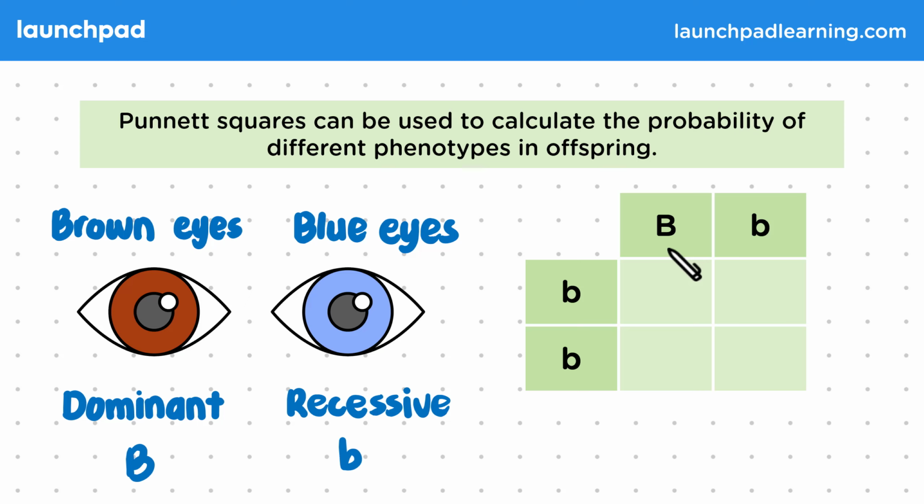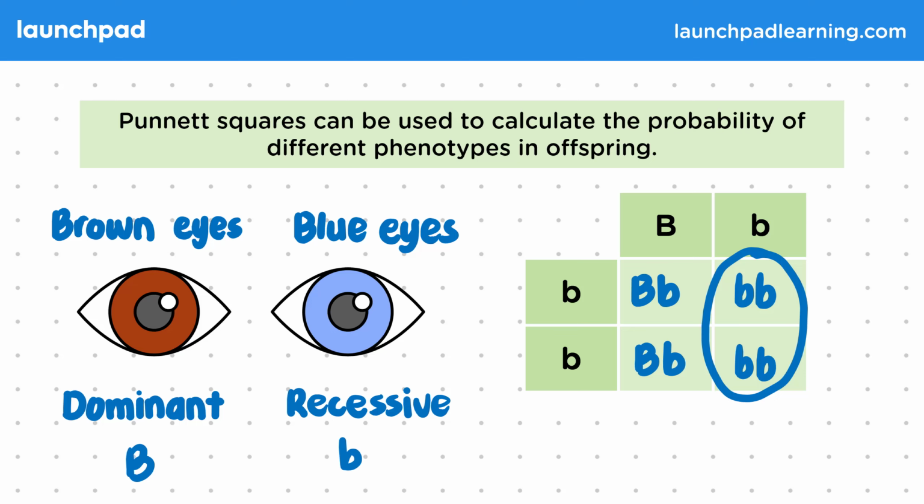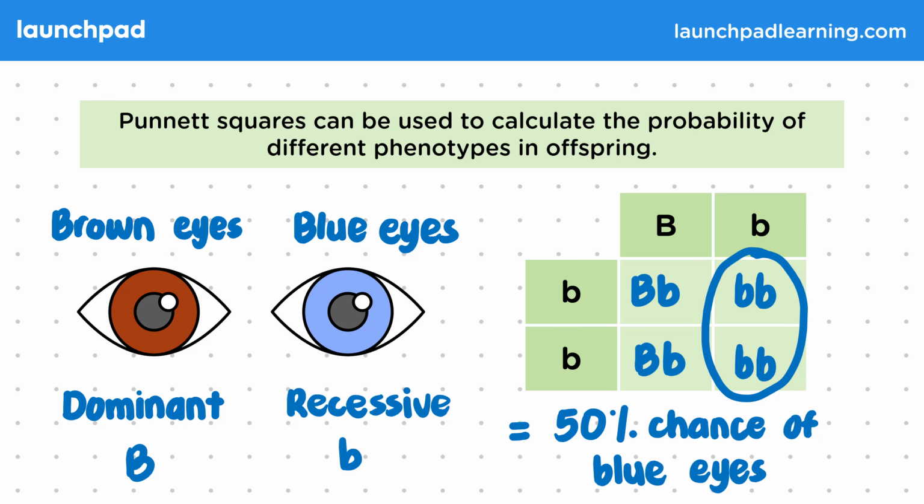So let's cross these and have a look at the different phenotypes that we'll get in the offspring. Have a look at this table and see if you can find out the probability of these parents having offspring with blue eyes. So we know that blue eyes are caused by the recessive lowercase b allele, so what we need is a pair of lowercase b alleles for the offspring to have blue eyes. This combination comes up twice in the Punnett square. This means there's a 50% chance of the offspring having blue eyes.